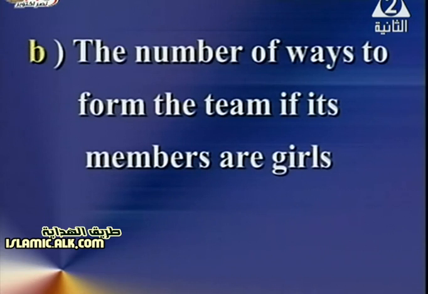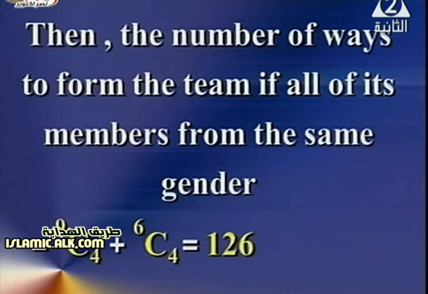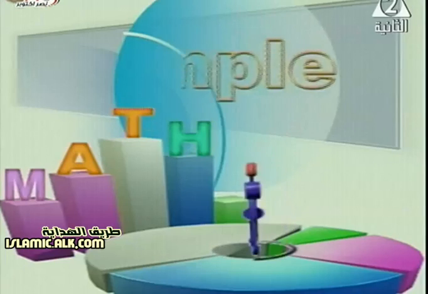126. Number B, the number of ways to form the team if its members are all girls, 4 persons who are girls, is 6C4, which equals 15. Then the number of ways to form the team of all its members from the same gender is 9C4 plus 6C4, equals 126 plus 15, sum equals 141. Another example.